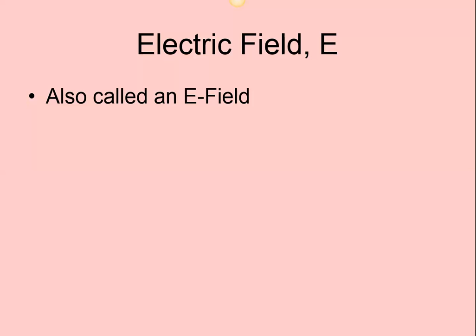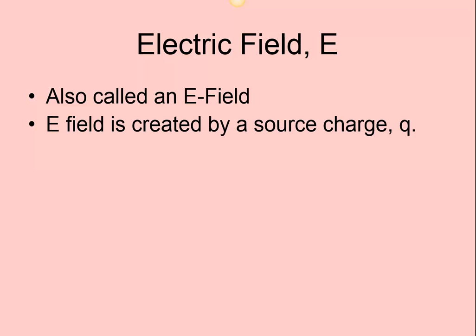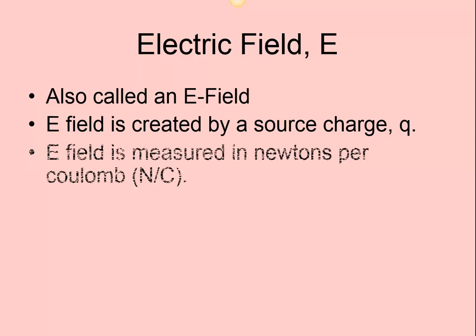It's also called an E field, and it's created by a source charge. We've used the symbol lowercase q. We also have seen a capital Q for this. Not my preference in our class because capital Q represents heat, so we are trying to stick with lowercase q's as we're doing our work. The E field is measured in units of newtons per coulomb, and so you can see this is a force per unit charge here.